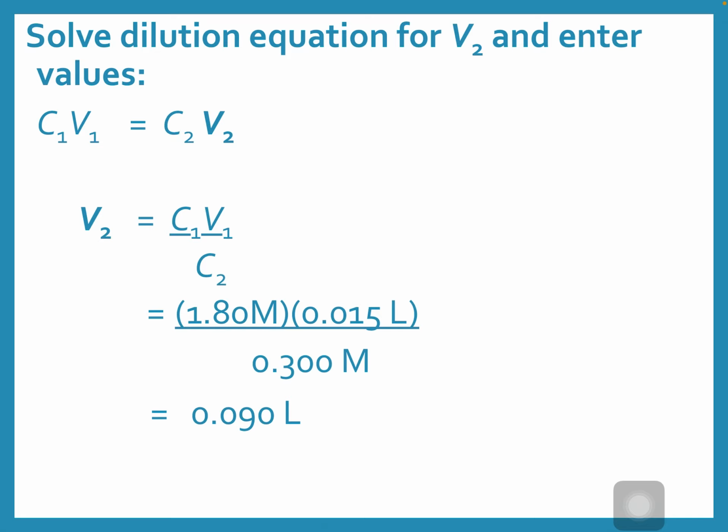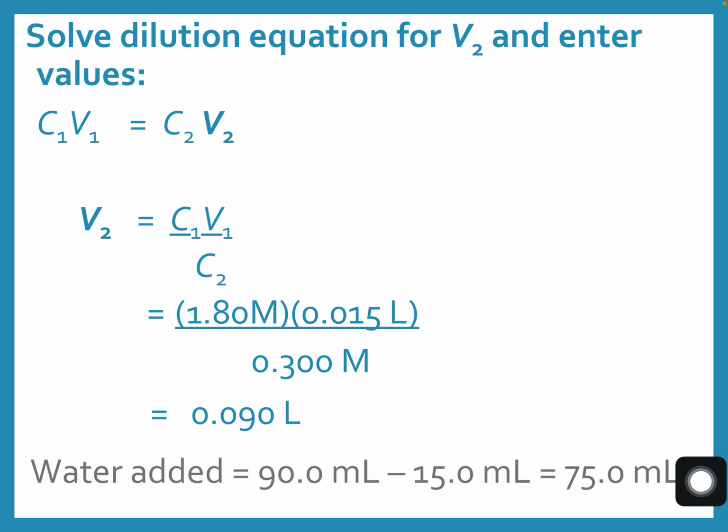We were asked how much water needs to be added. Initially, we started with 15 mL of solution. We now have 90 mL of solution. So the difference between those is 75 mL. That is how much water was added to the 15 mL, which is what diluted it from a 1.8 mole per liter to a 0.3 mole per liter solution.